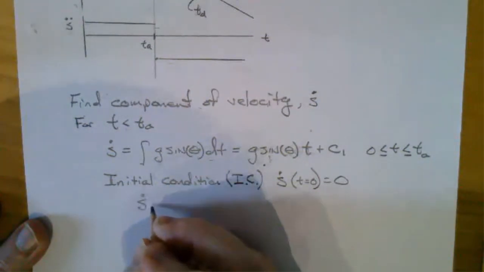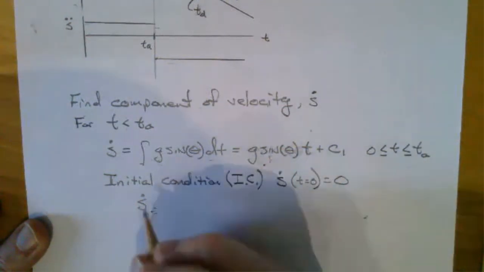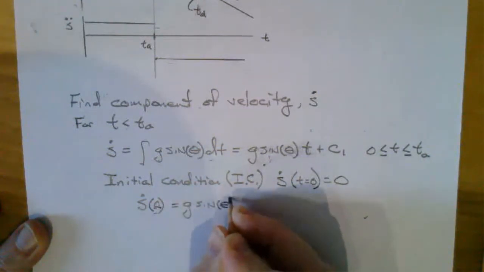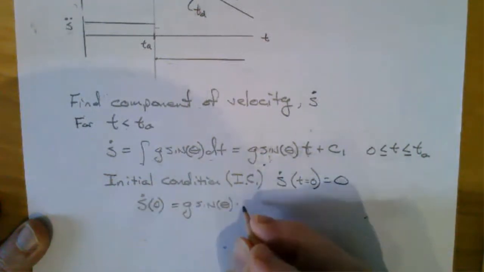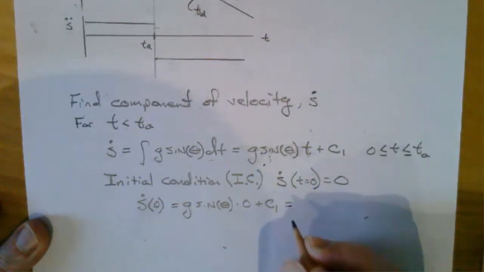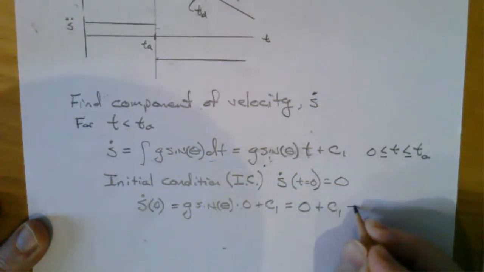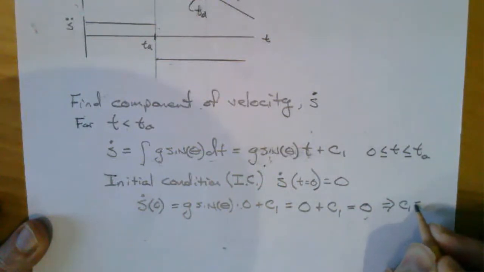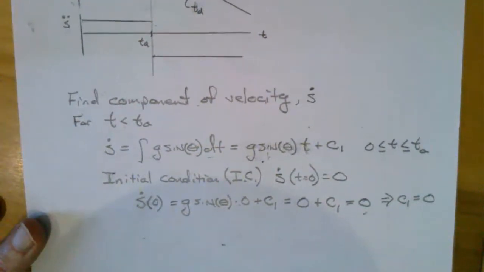So what have we got? An expression for s dot here. s dot is g sine theta times t. Let me just put the 0 back in there. So this is going to be g sine theta times t, the time, but I'm looking at time equals 0, right? So times 0 plus c1 has to be 0. But g sine theta times 0 is 0 plus c1, that has to be 0. So this means that c1 has to be 0 in our case. Do you see how we fit that initial condition in?